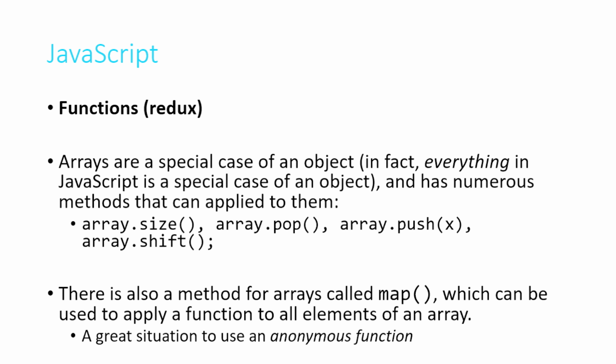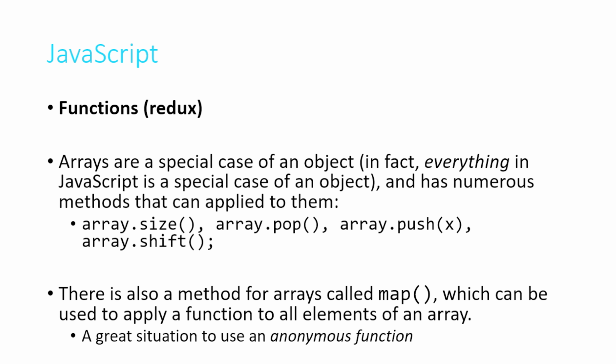So arrays are actually a special case of an object. And actually in JavaScript, everything is a special case of an object. Any variable, var x equals 44, that's an object that just happens to have one property. Arrays are an object that happens to have a number of properties and also some certain methods that can be applied to them. So we can call the size method, or pop, or push, or shift. And I'll leave it to you to do some research into what those different things are. But suffice it to say that they are functions that are basically so baked into what it means to be an array that we can just call them without having to write them in the first place.